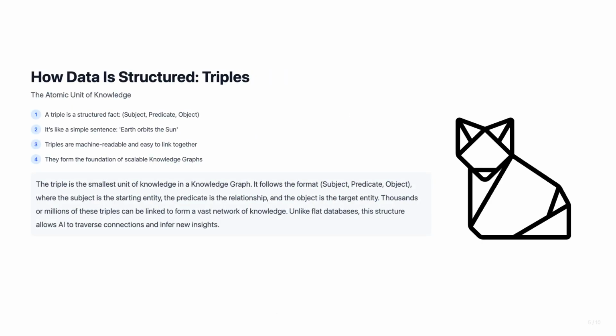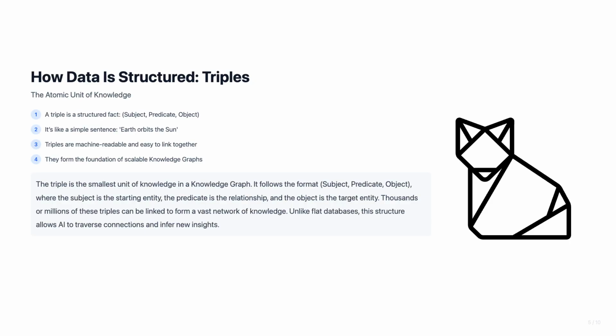Now let's look at how facts are actually stored in a knowledge graph. The triple. A triple is simply a structured fact made of three parts: subject, predicate, object. Think of it like a tiny sentence. For example, Earth orbits the Sun becomes the triple Earth, orbits, Sun. The subject is what we're talking about, the predicate is the relationship, and the object is what it's connected to. This format is powerful because it's both human readable and machine friendly.